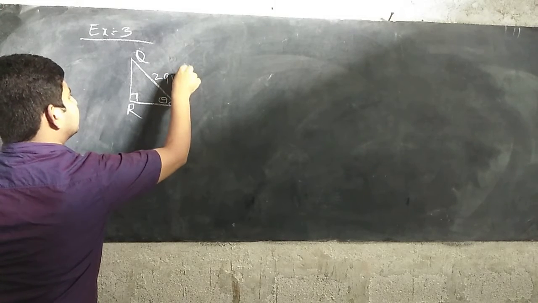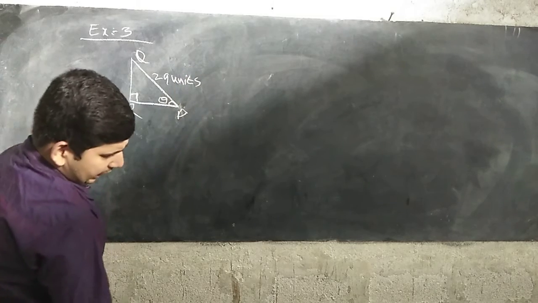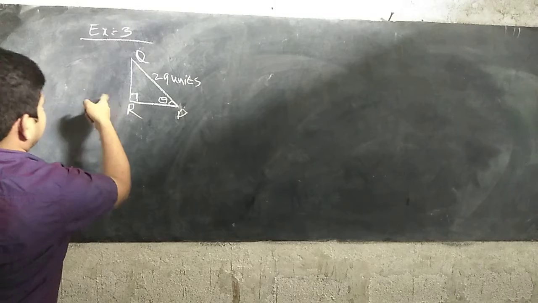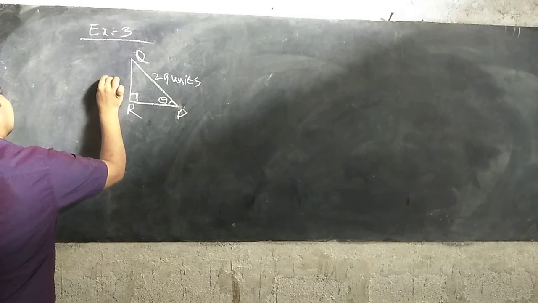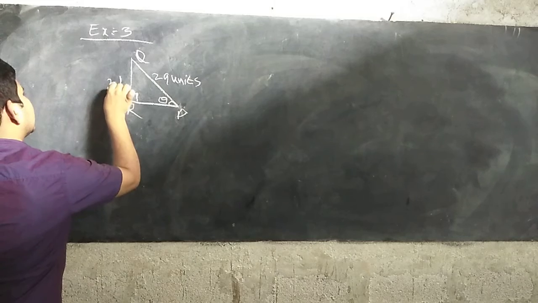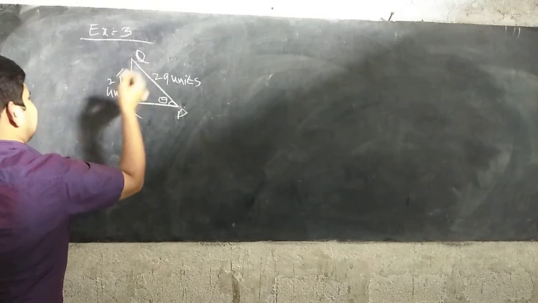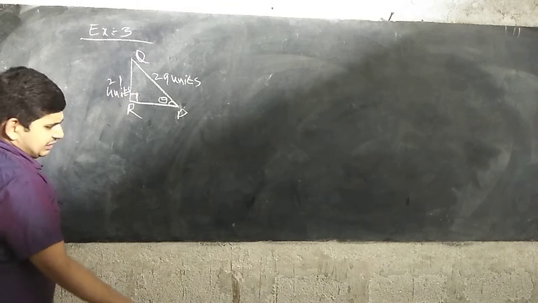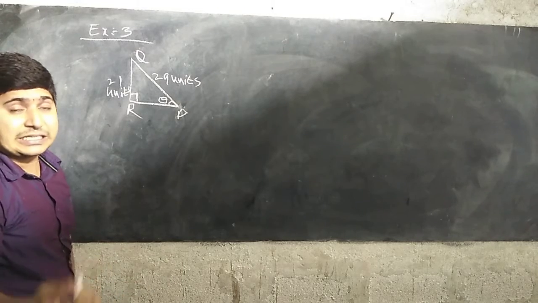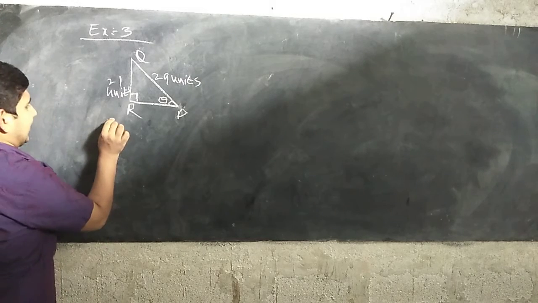Now again QR, this one, is the height of the right angle, so that is 21 units. Now, to find the value of cos square theta plus sin square theta and cos square theta minus sin square theta, for that write down given.